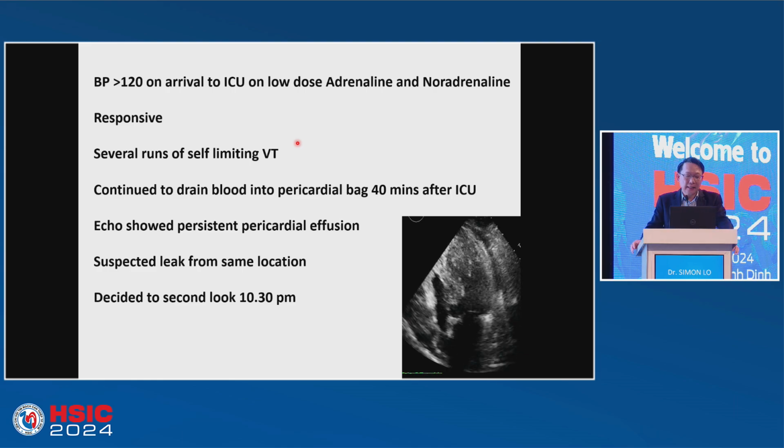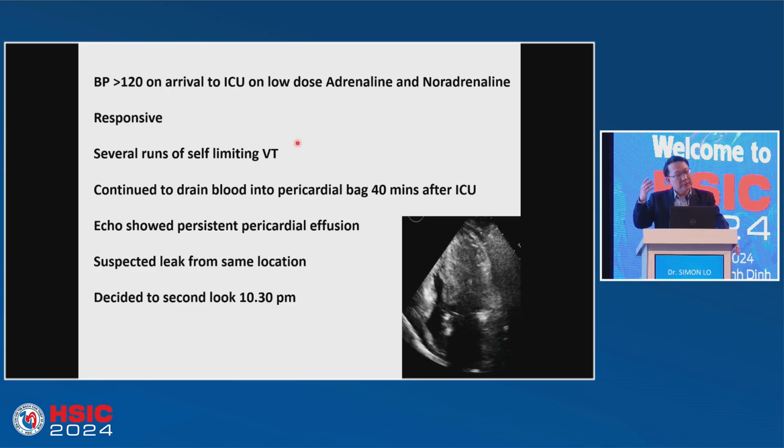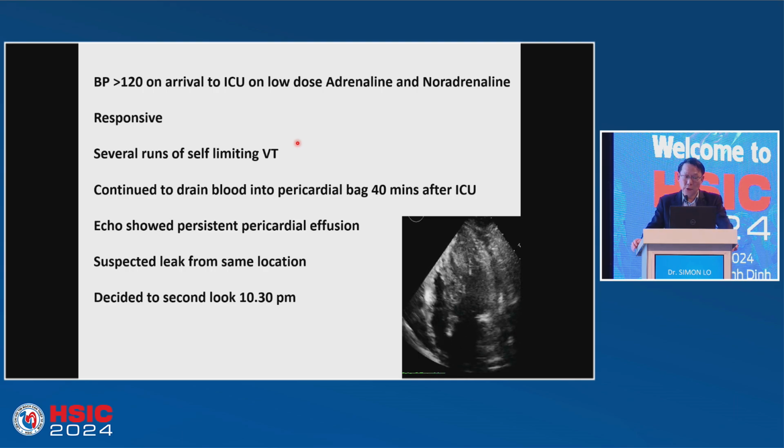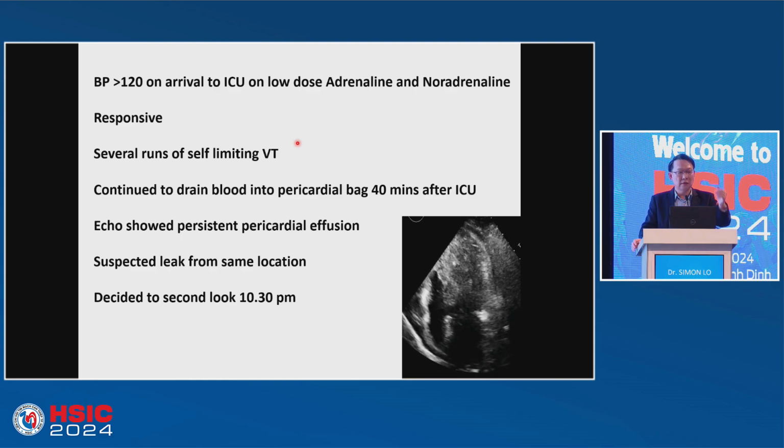I'm supposed to be hungry at that time, but I wasn't really hungry, you know. In ICU, on low dose of adrenaline and noradrenaline, her blood pressure was well maintained at over 120. She was responsive mentally, and she had a few runs of self-limiting VT. However, in this echo you can see the pericardial drain continued to have blood, okay? And the echo showed this persistent pericardial effusion, and I wonder whether there's still a leak. It's basically like pouring blood out from somewhere.